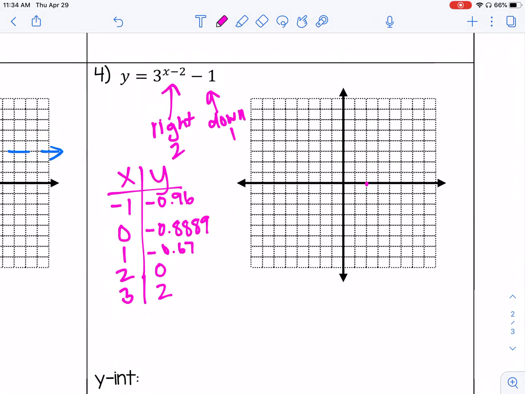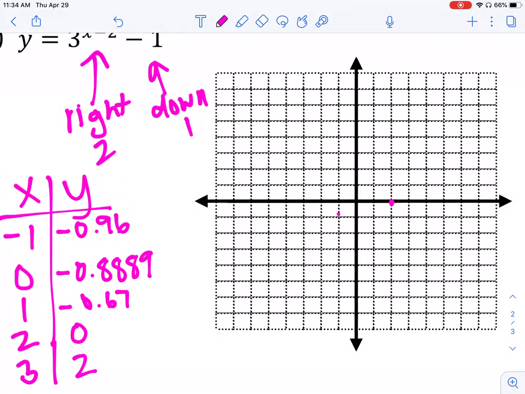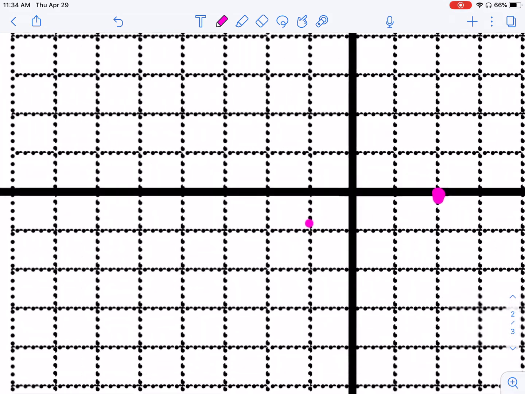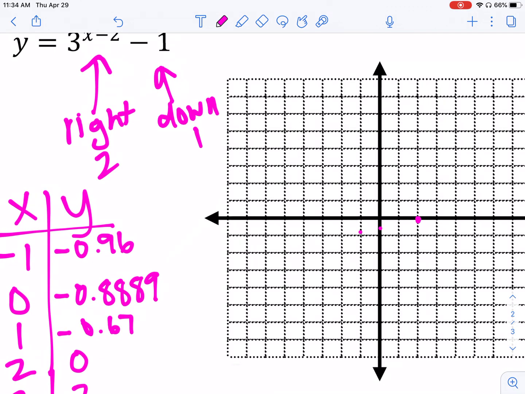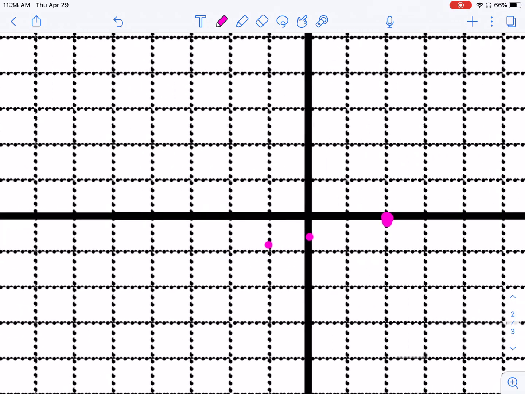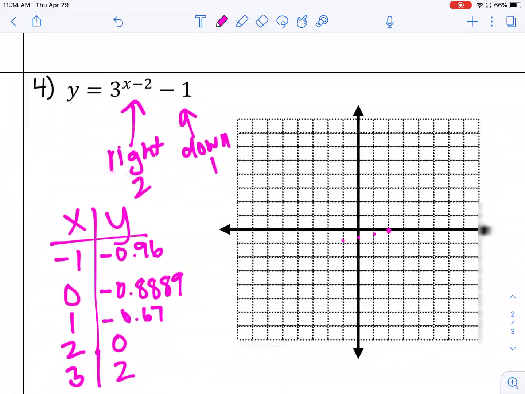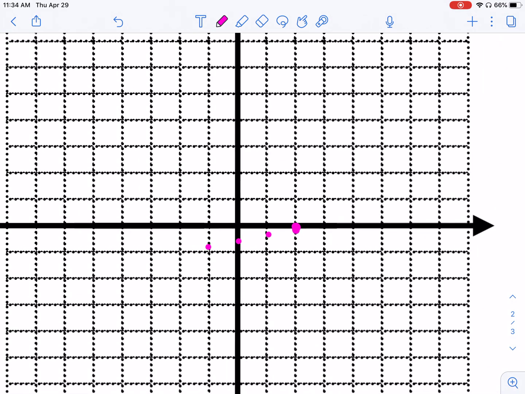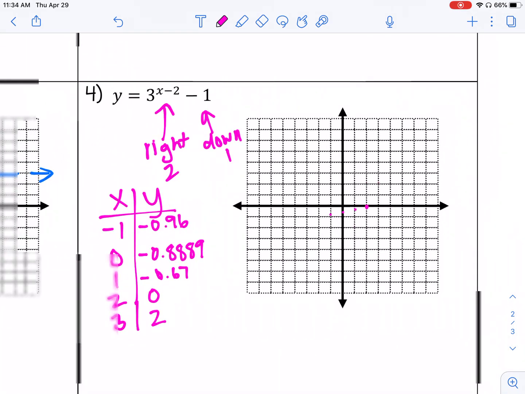So at negative 1, we're really close to negative 1. So kind of there, I would say. And then at 0, we're at negative 0.8889. So that's probably like here-ish. And then at 1, we're at negative 0.67. So that's like there-ish. And then at 2, we're at 0, and then at 3, we're at 2. So it's starting to rise up.